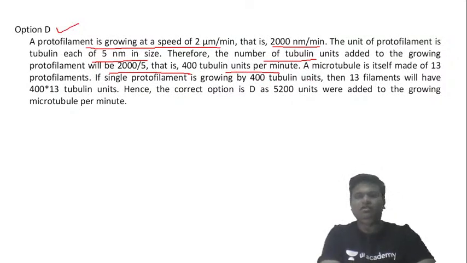A microtubule is itself made of 13 protofilaments. So if a single protofilament is growing by 400 tubulin units, then 13 filaments will have 400 into 13 tubulin units. Hence, the correct option is D, as 5200 units were added to the growing microtubule per minute. So this is the explanation.